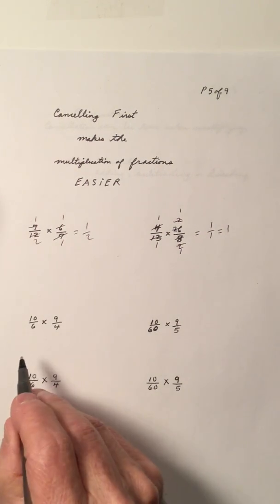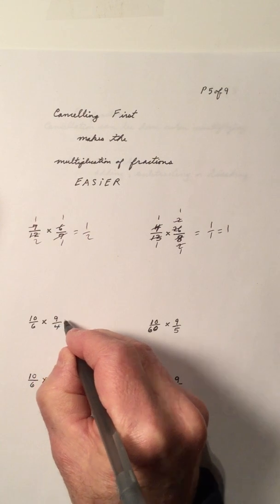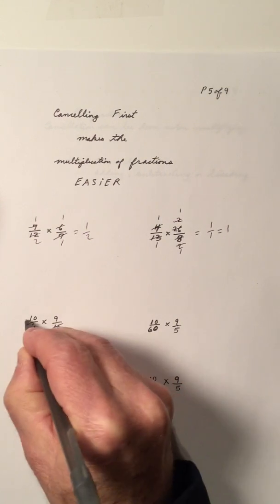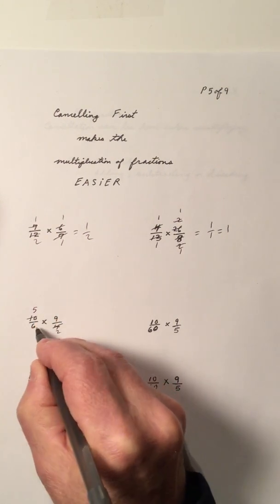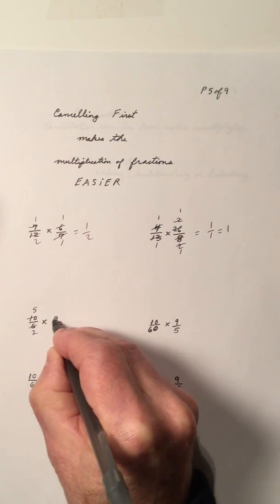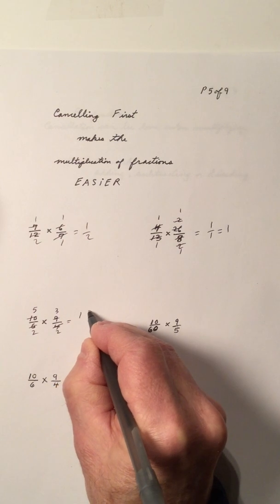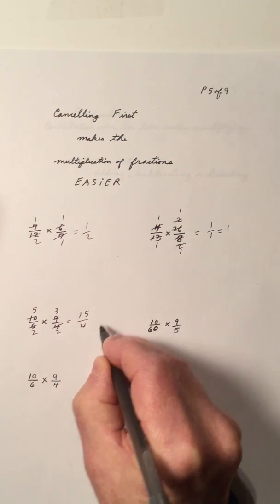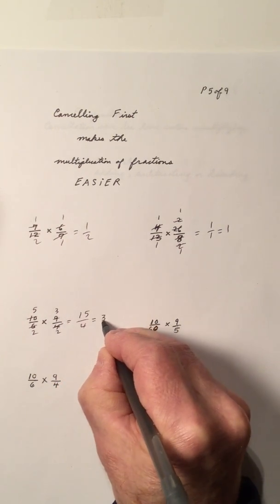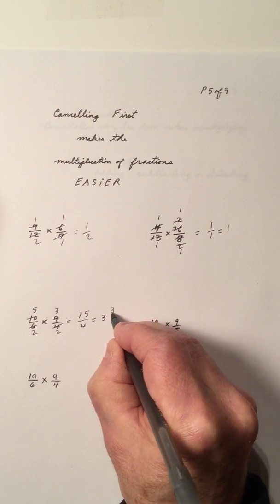Multiplication of fractions, cancel. 3, 2. 2 into 4 goes 2. 2 into 10 goes 5. 3 into 6 goes 2. 3 into 9 goes 3. So I have a 15 on top, 4 on the bottom. 4 into 15 goes 3. That gives you 12. 3 left over.